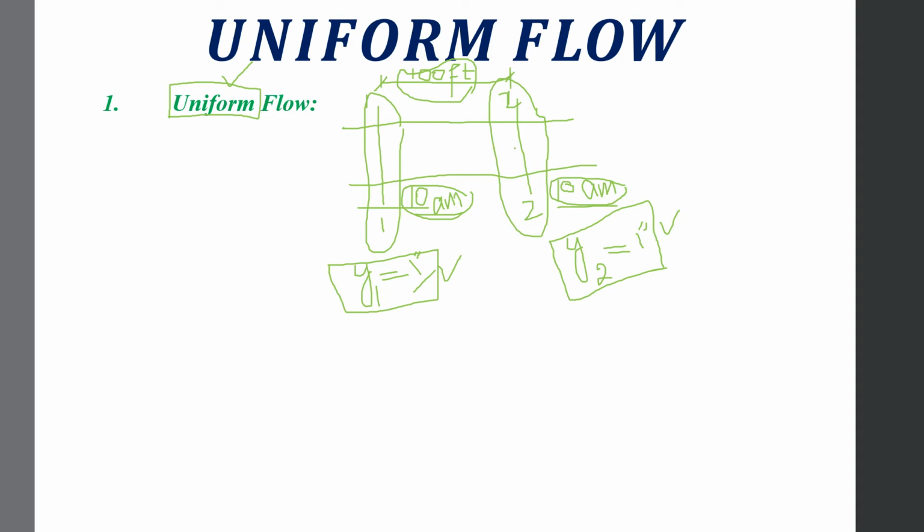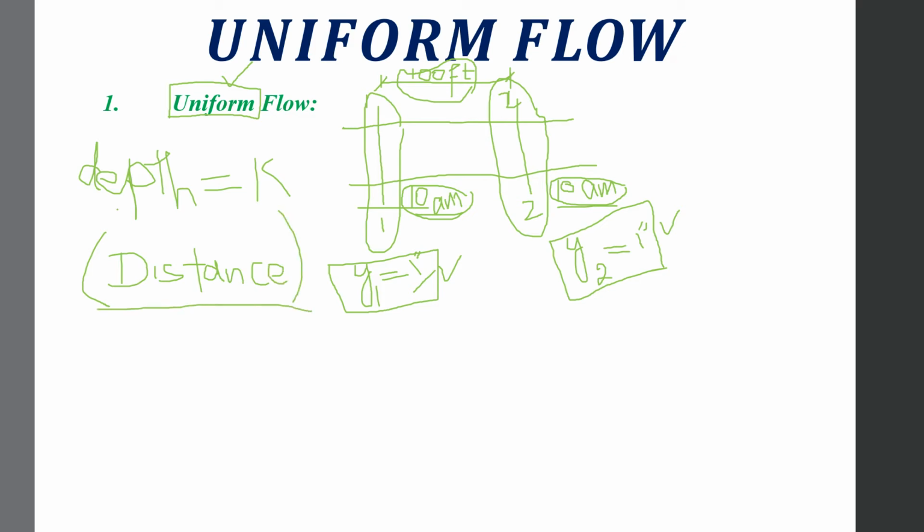So simply we can define that a flow is uniform when its depth is equal to some constant value, some k value, under the distance condition. It means that if we are noting the values of flow depth at different distances in a single channel, then the depth is equal to a constant value. Constant means the same values. Here it is 1 inch and here it is also 1 inch. So the depth is constant at different distances. Then the flow is known as uniform flow.